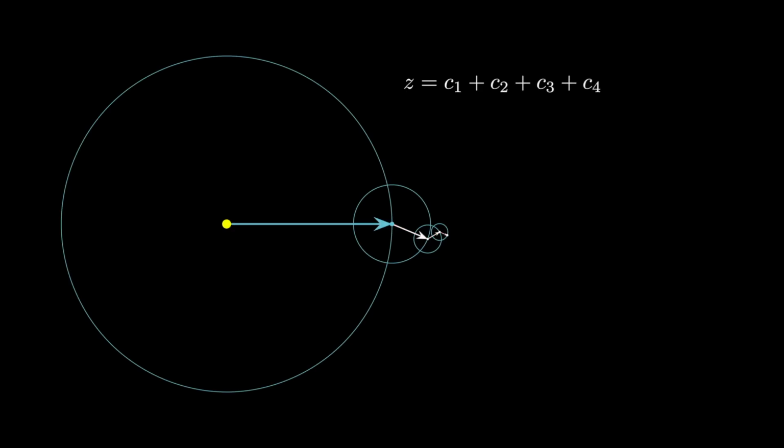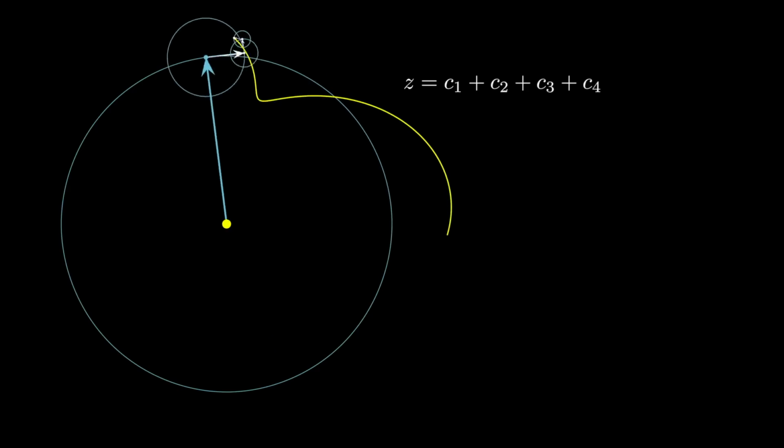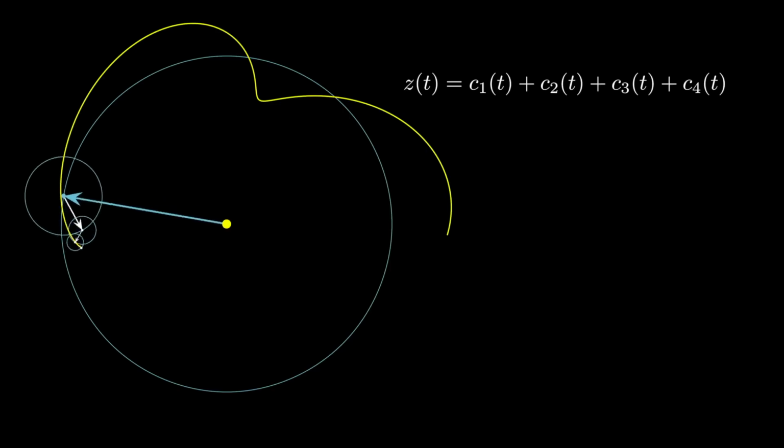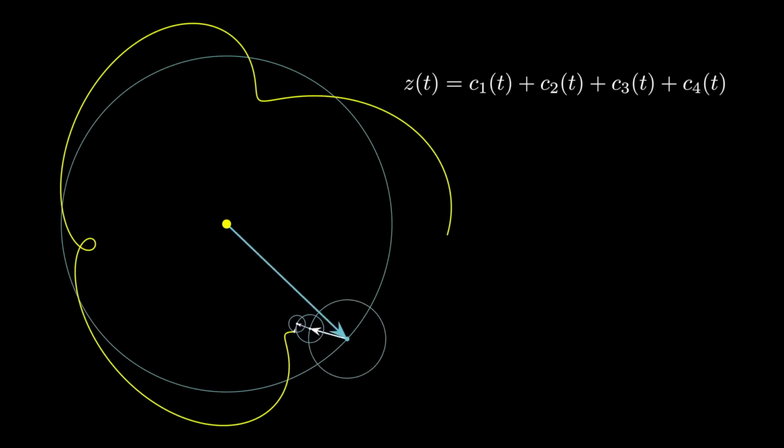Of course, we know these vectors are all rotating at different rates, and therefore depend on time. So the next thing we need to do is figure out how to describe such rotating vectors mathematically.